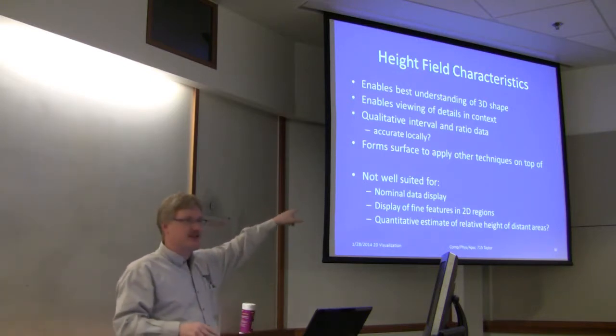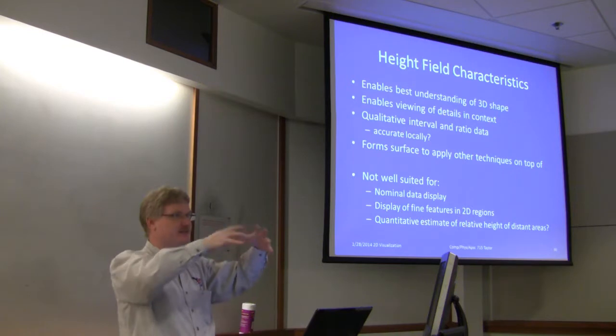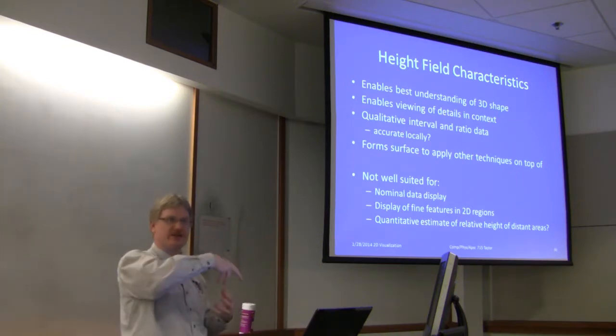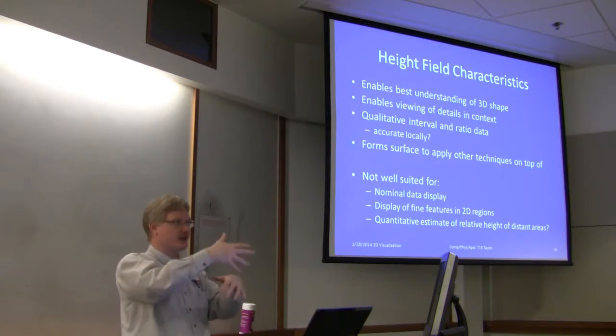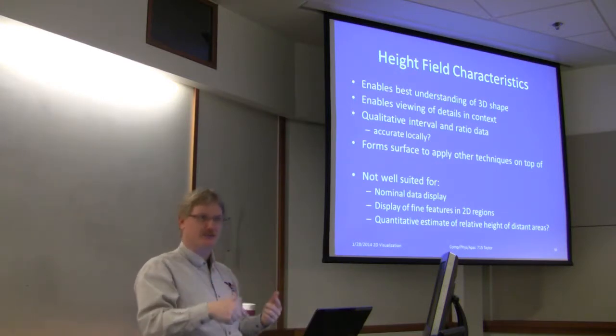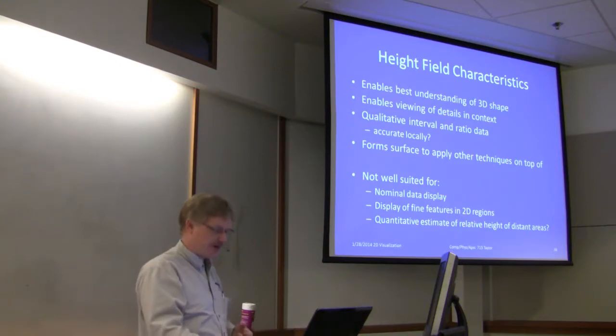Now, one thing to consider is, if you're using luminance for this, this forms a surface on which you can display other techniques, right? So we saw you can use color on top to show a second set, contours on top to show a second set, and we'll see examples of that. And so how can we combine these two things?